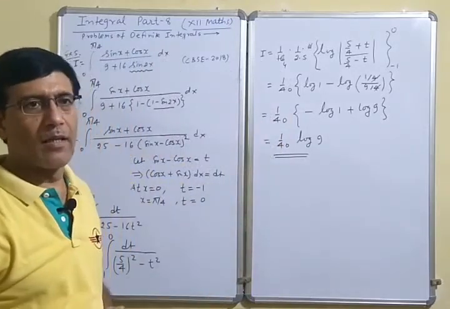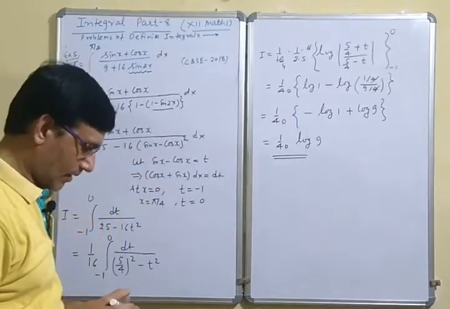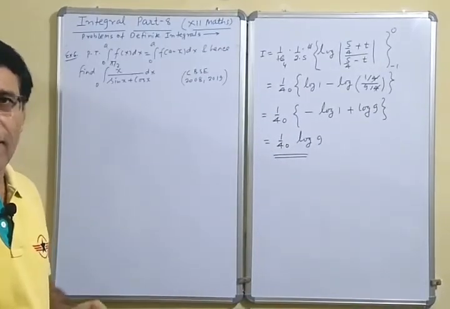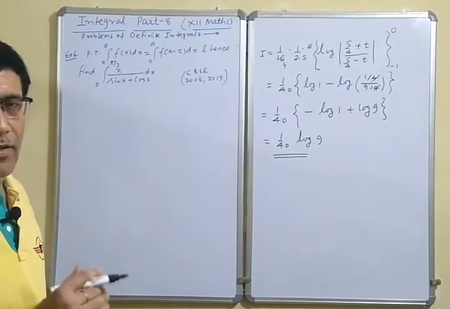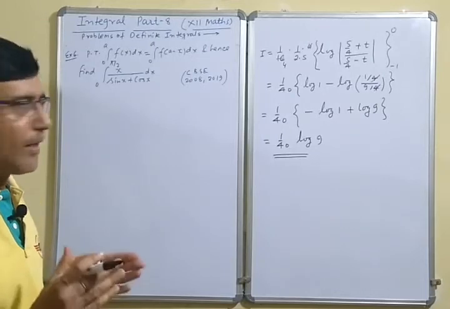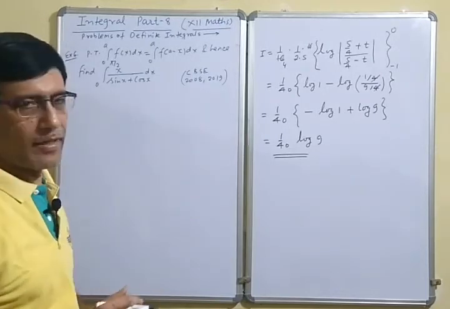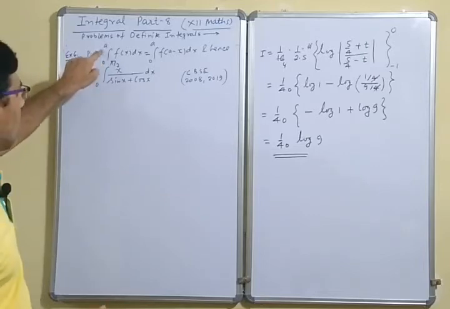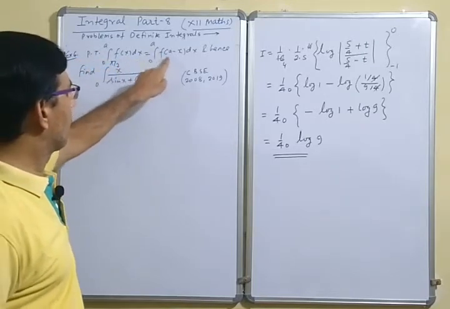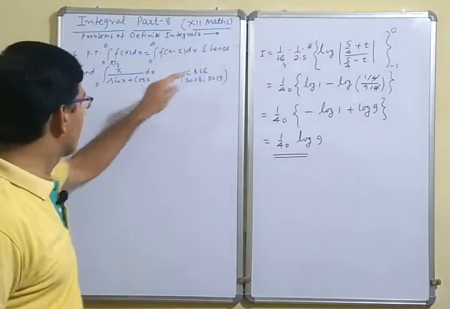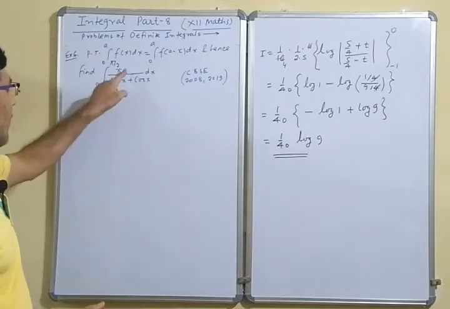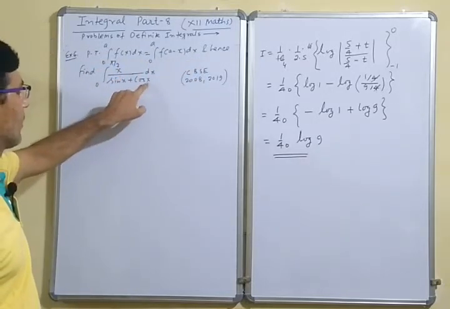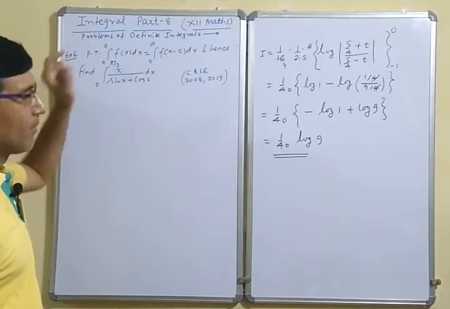Now let us see some other examples. Now let us see this example. The question was asked in CBSE 2019 as well as in 2008. In 2019 it was asked like this: prove that the integral from 0 to a of f(x) dx is equal to the integral from 0 to a of f(a minus x) dx, and hence evaluate the integral of x upon sin x plus cos x dx, limit from 0 to pi by 2.